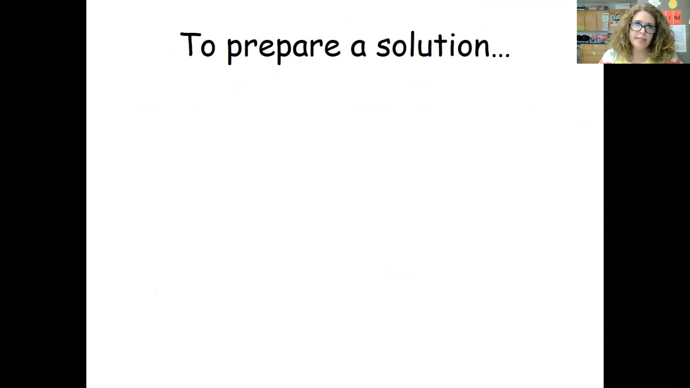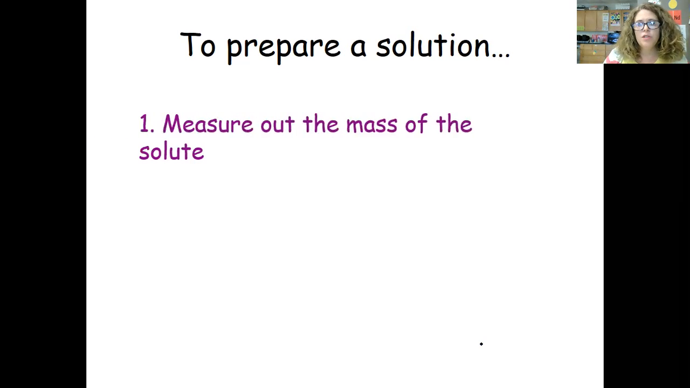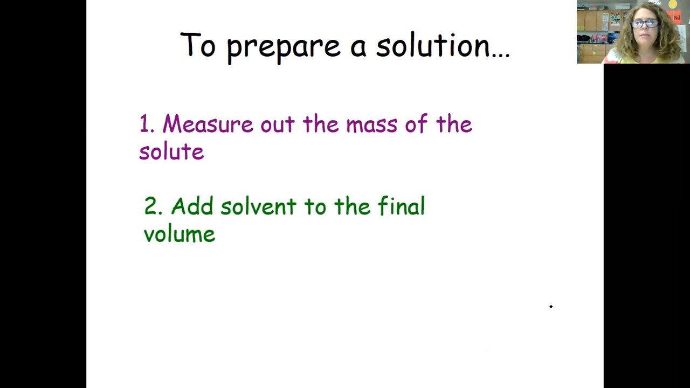All right, now what does this mean? Okay, yes, we can do all these calculations, but remember, chemistry is a lab science, so we need a way to take this into the lab. Okay, so when we prepare a solution in the lab, it's basically the same thing as cooking in the kitchen and making Kool-Aid. It's just going to be a little bit more precise. So we need to measure out the mass of the solute. So let's say we're taking Kool-Aid. Let's measure the mass of this Kool-Aid.